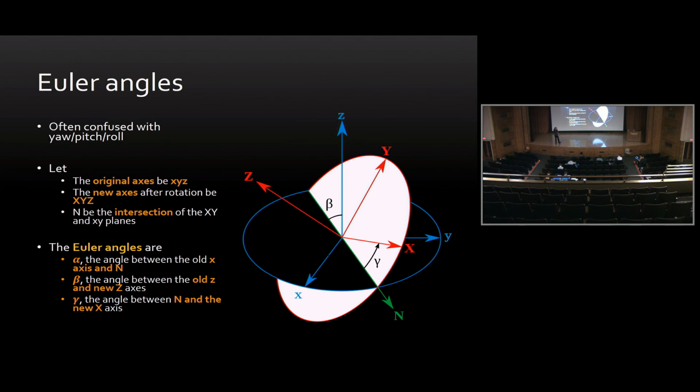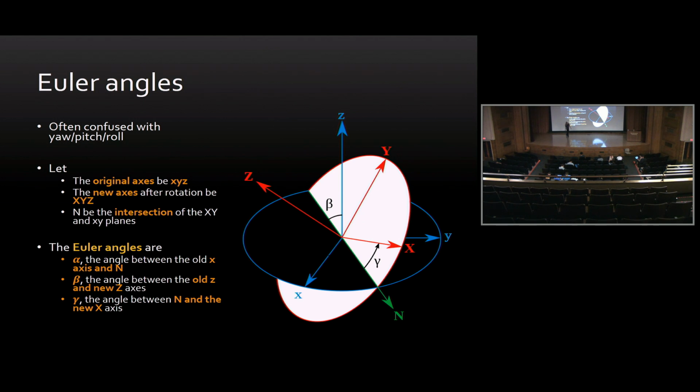So Euler angles, right, exactly. So here's the idea of Euler angles. You're going to have x, y, and z in whatever your original orientation was, and you're going to have x, y, and z in your new orientation. Let the original x, y, z be lowercase x, y, z. Let the new x, y, z be capital X, Y, Z.